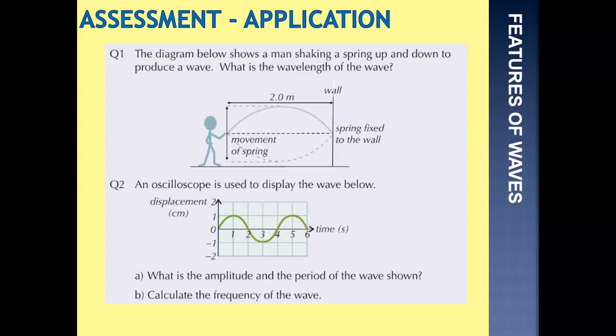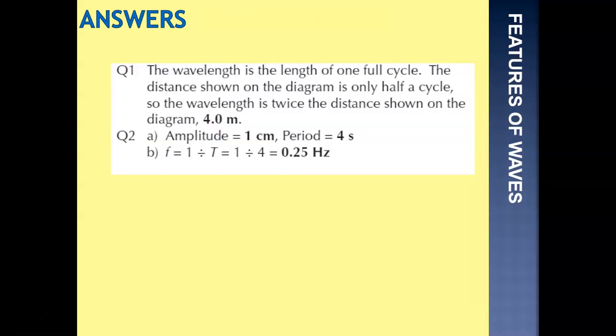What's the frequency of the wave? So again, we know we've got one wave in 4 seconds. So how many waves per second? Frequency equals 1 over time period, so 1 divided by 4 gives us 0.25 Hz. You have to rearrange that equation. Again, pause the video, take the answers down.